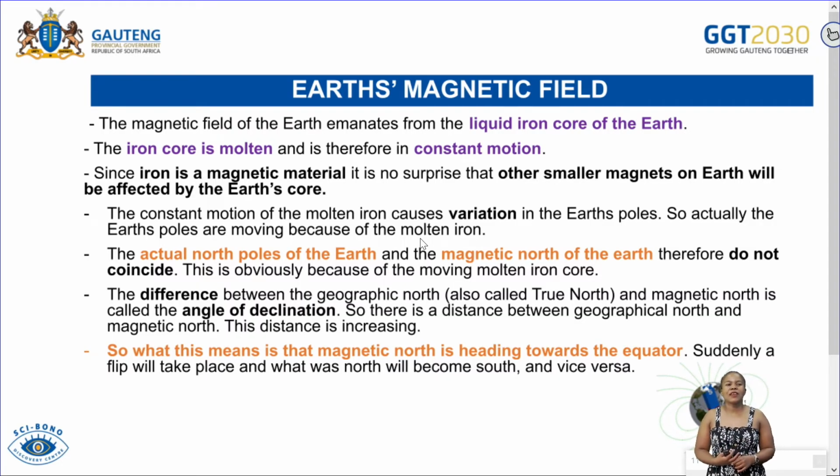All right. Now, the difference between the geographic north, the one that we can pinpoint geographically using our maps, we call that one true north. And the other north, that is due to the motion of the iron core, we call that one the magnetic North Pole.